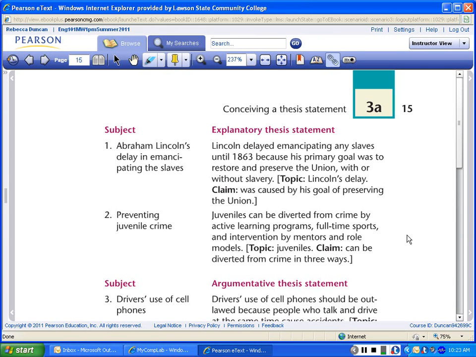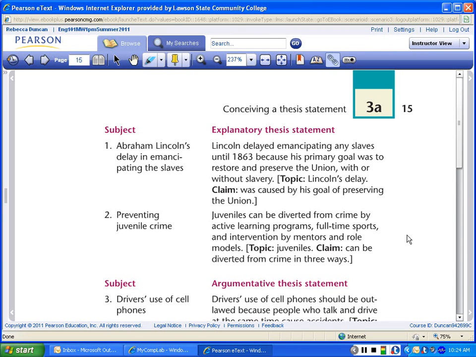All right, let's take a look at these. They are strong examples. Okay, let's say that we've been given the topic in a history class, Abraham Lincoln's delay in emancipating the slaves. All right, that's the subject, and this one takes a cause, effect, a reason, explanation. They're going to explain why. Lincoln delayed emancipating any slaves until 1863 because his primary goal was to restore and preserve the Union with or without slavery. Okay, so that's the claim, that this would help him preserve the Union.